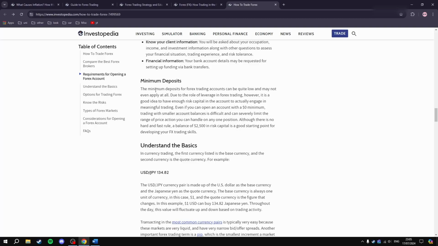So minimum deposits for a Forex trading account can be quite low and may not even apply at all. Due to the role of leverage in Forex trading, however, it is a good idea to have enough risk capital in an account to actually engage in meaningful trading. Even if you can open an account with a $0 minimum, trading with a small account balance is difficult and can severely limit the range of price action you can handle on any one position. Although there is no hard and fast rule, a balance of 2,500 in risk capital is a good starting point for developing your FX trading skills.